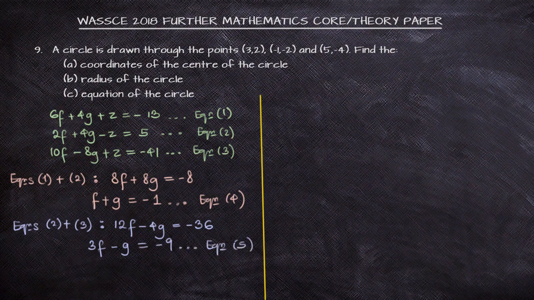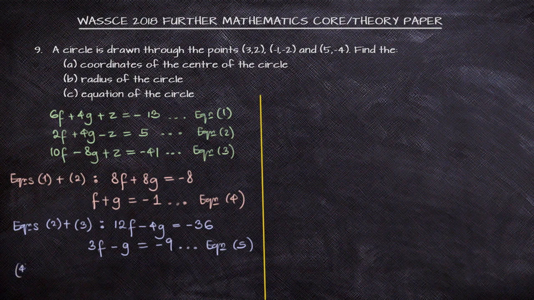Now, looking at equations 4 and 5, we can see that if we add them, g will be eliminated such that I can have f and easily solve for my f. The g's I have plus g and minus g. If I add the 2, that will eliminate the g so that I can solve for f.